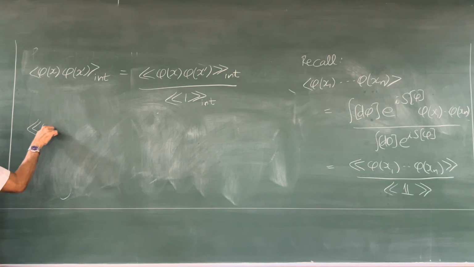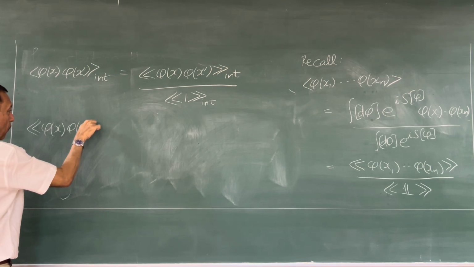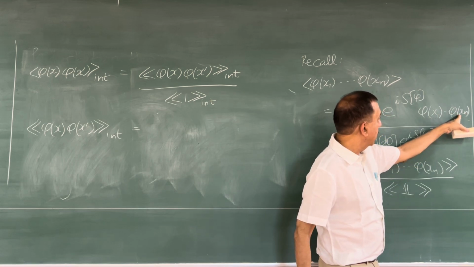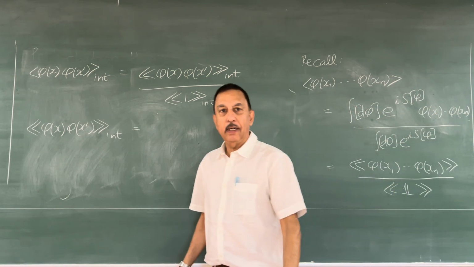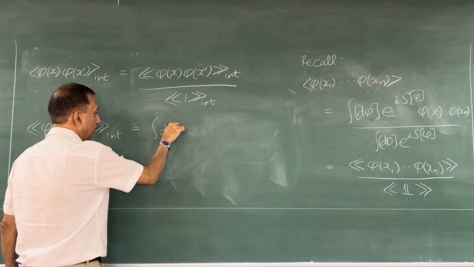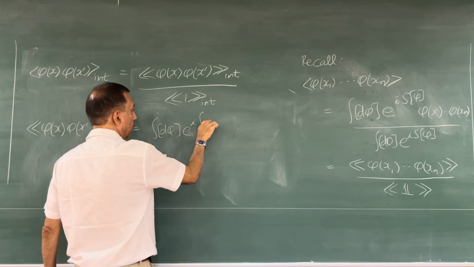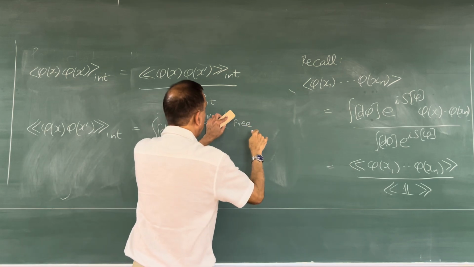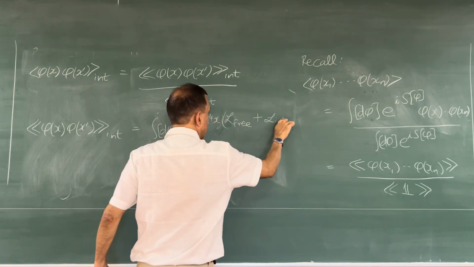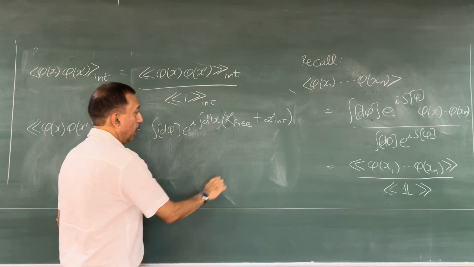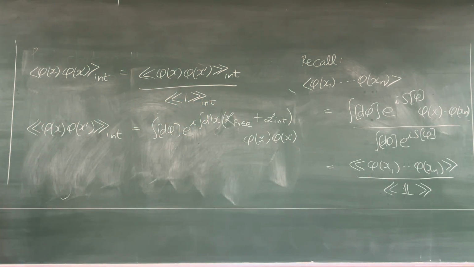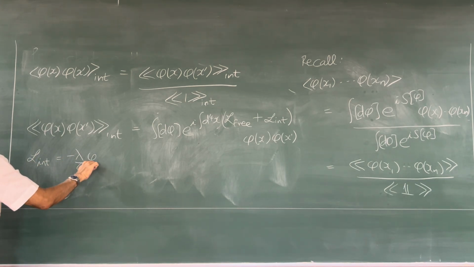So let's write out the perturbation series for phi of x, phi of x prime. That consists of this numerator with n equals 2, so phi of x and phi of x prime here, and S has the free terms and the interacting terms. So it's the path integral d phi e to the i integral d4x, L free plus L interaction, and then phi of x, phi of x prime. And L interaction is just minus lambda over 4 factorial phi to the 4th.